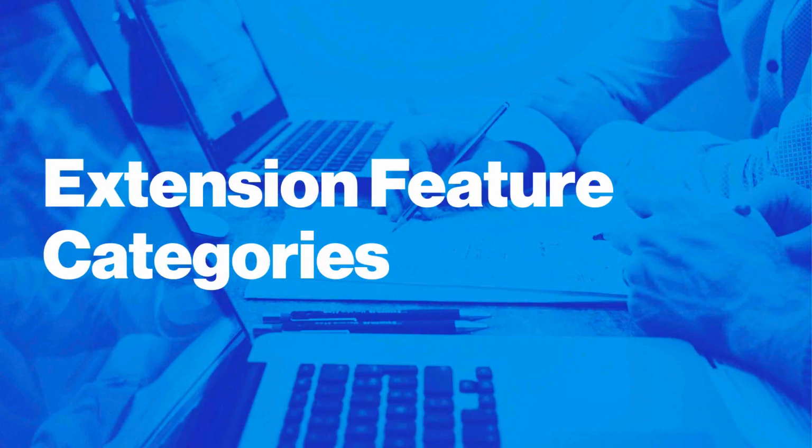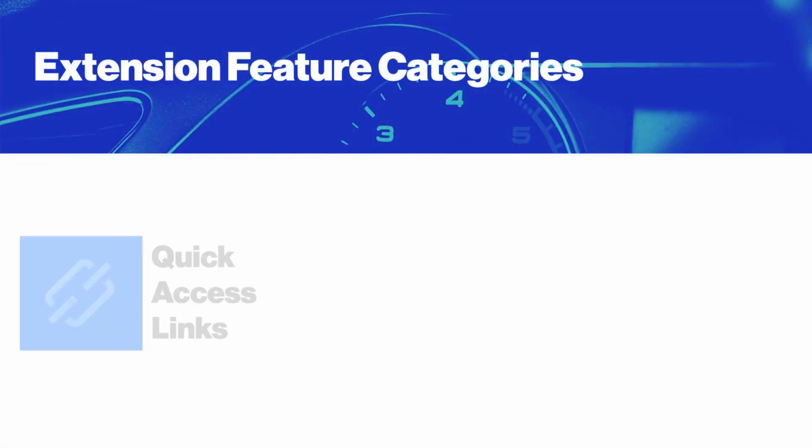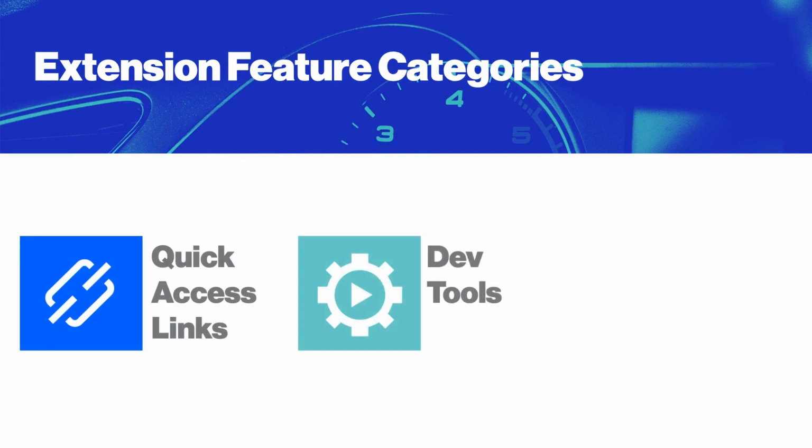The extension has three main action types: Quick Access Links, DevTools, Search and Export. Let's explore each one of them.